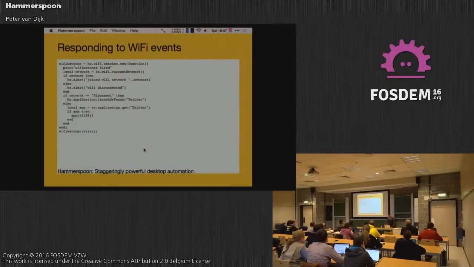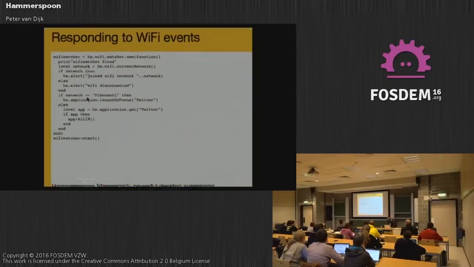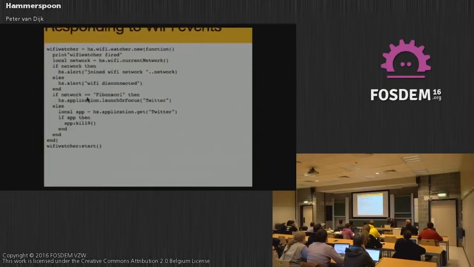Here's one example. I hope you can read it, otherwise I'll zoom. This is actually the code for what I mentioned earlier. You make a new Wi-Fi watcher, you pass a function to it, because it's Lua, we can do this. And when it fires, something has happened to the Wi-Fi. Either you got disconnected or you got connected. If you got disconnected, network is nil.